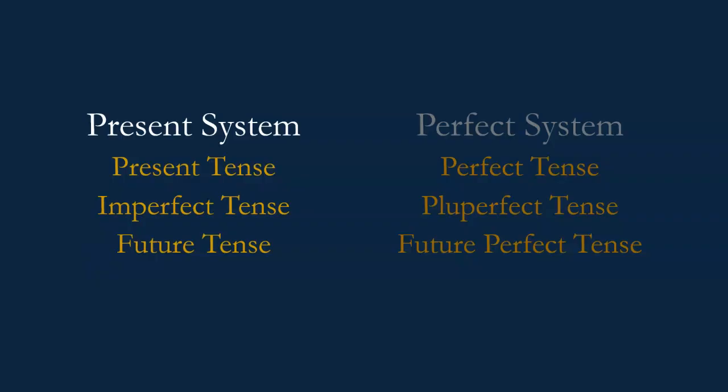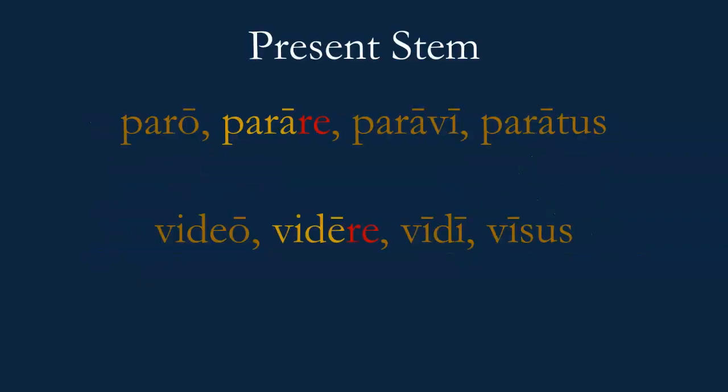Remember that the present system consists of 3 tenses: the present, the imperfect, and the future tenses. We've come back to this slide over and over because this is really important. To form the future tense of a first or second conjugation verb, first find the present stem by going to the second principal part, which is the infinitive, and taking off the re.